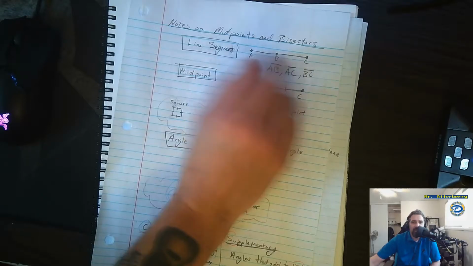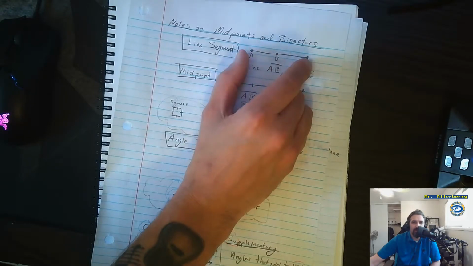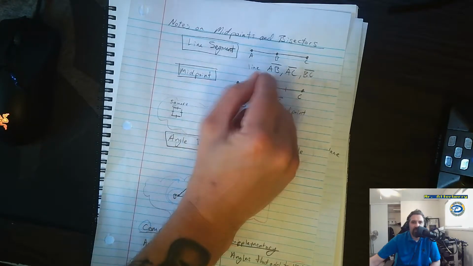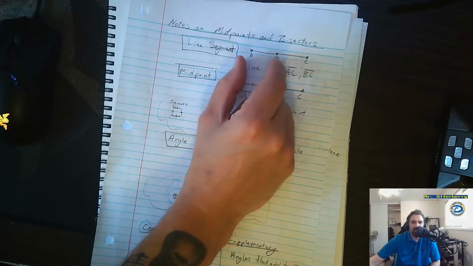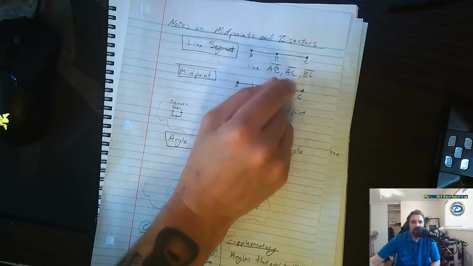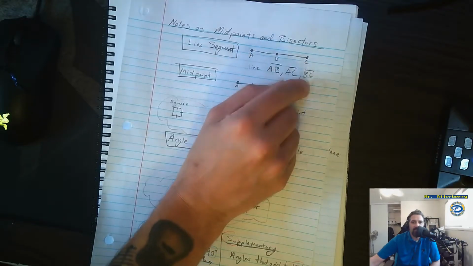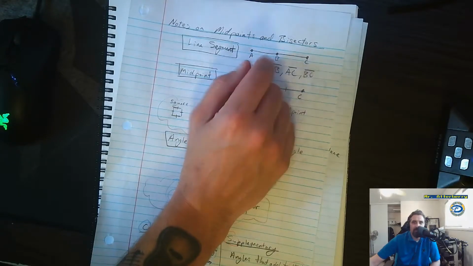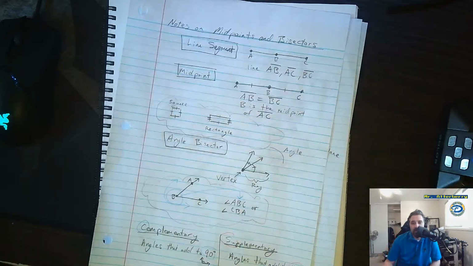But this line could be called AB or AC or even BC, and they all kind of mean the same thing. But if I said something like AB specifically, that's just that little section right there. AC would be the entire section, BC would be that section, but they all fall in the same line. It's going to be kind of important later when talking about another word.